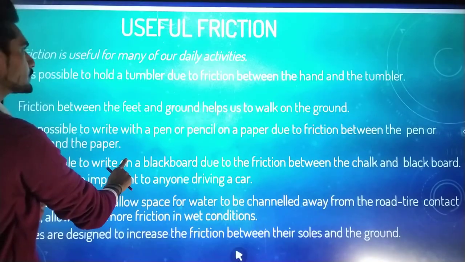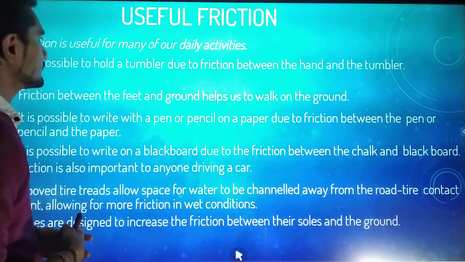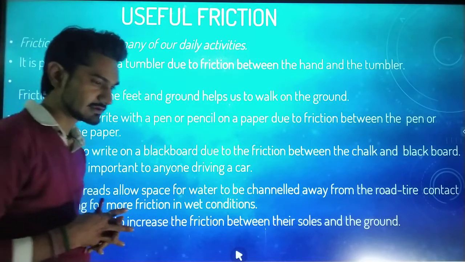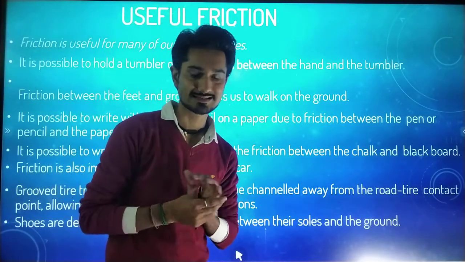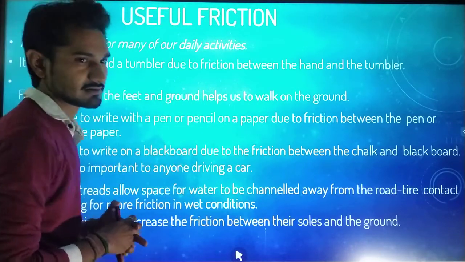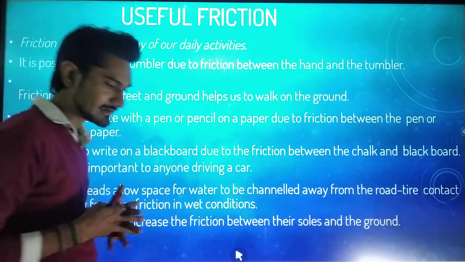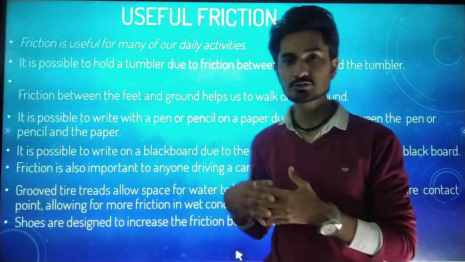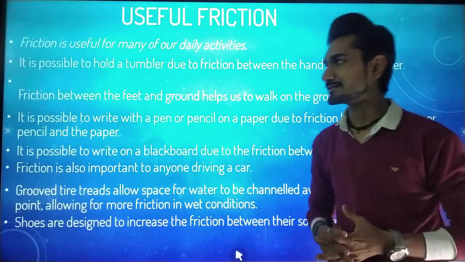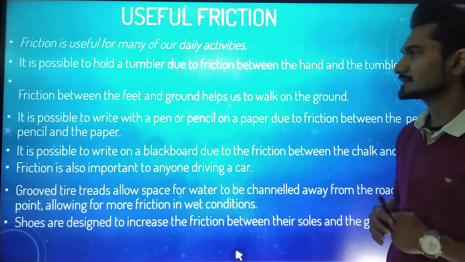Now, what is the use of friction? Friction is useful for many of our daily activities. See, sometimes in the exam, this is a question that can be asked for 2 marks: how is friction useful to us? So these are the activities that will give us the idea that friction is very useful to us. It is impossible to hold a tumbler without the friction between the hand and the tumbler.